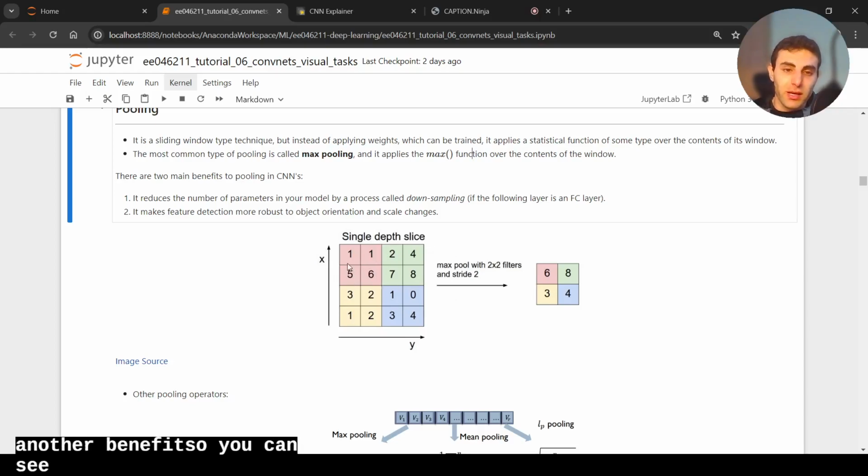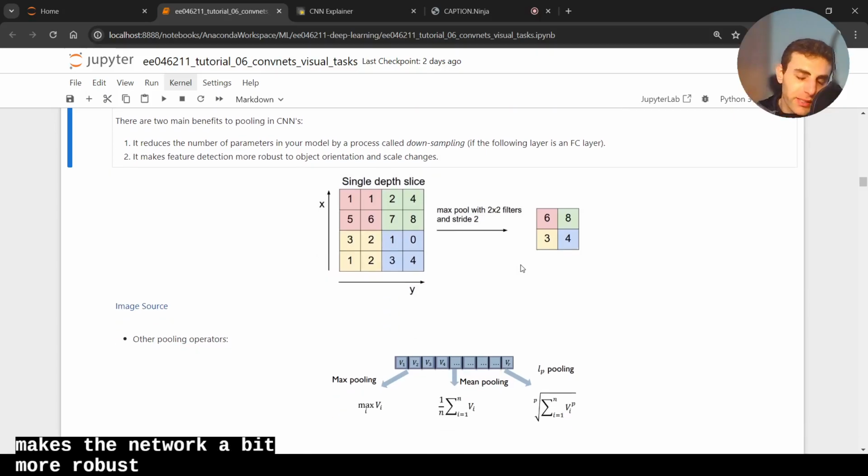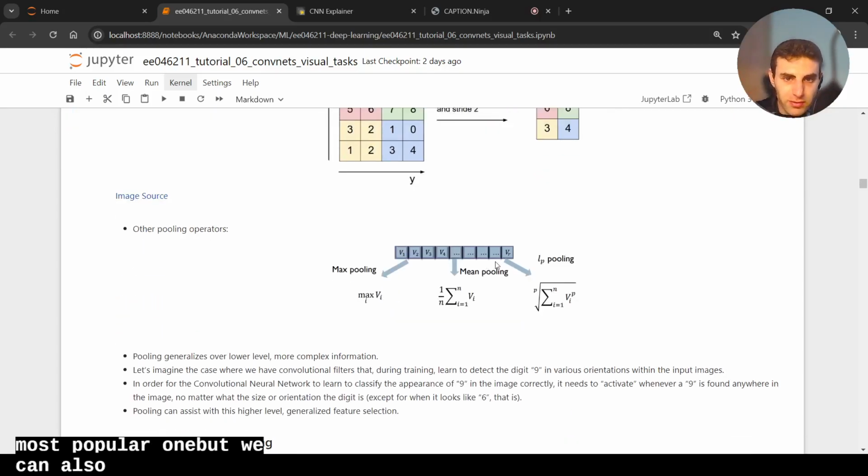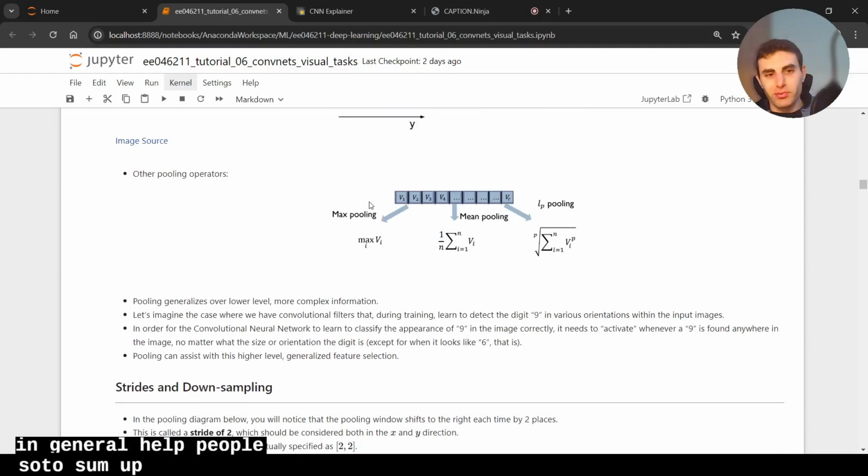So you can see here that if we rotate the features, for example from 1, 1, 5, 6 to 5, 6, 1, 1, the output will be the same, even though we rotated the features. So pooling makes the network a bit more robust. Now, max pooling is the most popular one, but we can also see mean pooling, average pooling, LP pooling, and more. So to sum up this pooling part, pooling generalizes over lower level or more complex information.